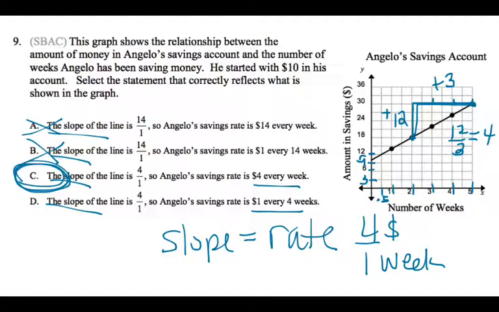Okay, you could have also taken a look at 1 week. If I did my slope for 1 week, I go up 4 over 1, that's $4 for 1 week.